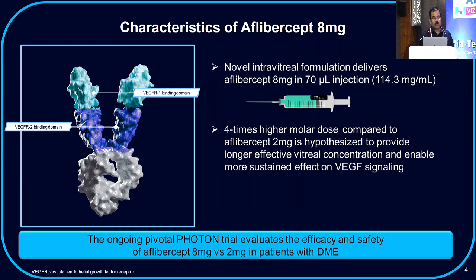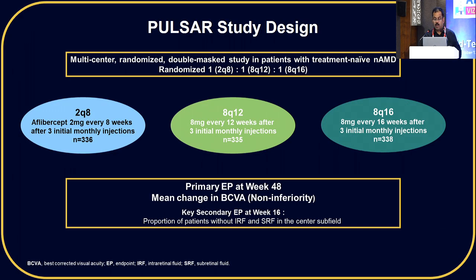So here we have 4 times higher molar dosage. So the molar dosage concept was brought in by brolucizumab as well, because brolucizumab has higher molar concentration, and now 8 milligram has 4 times more molar concentration than aflibercept, which itself is a very good drug. The PHOTON trial evaluates DME, and the PULSAR trial evaluates AMD.